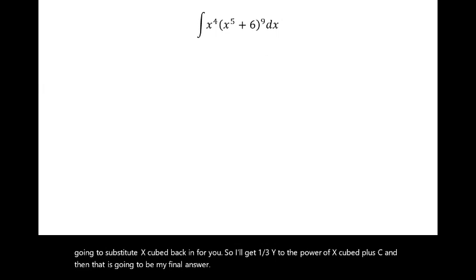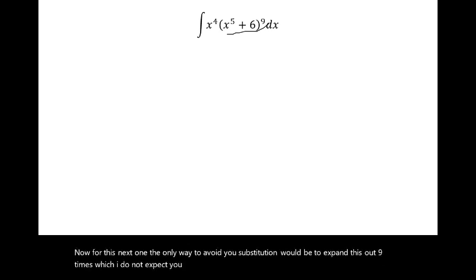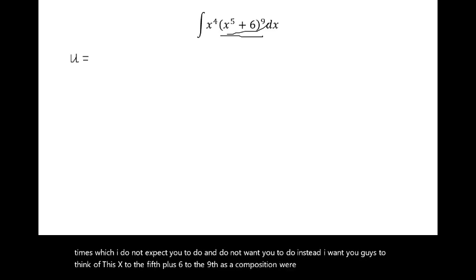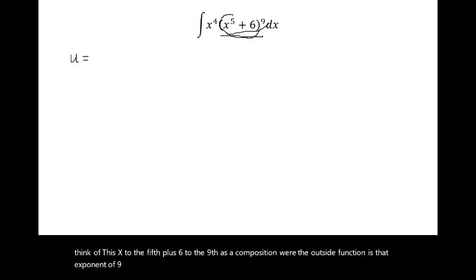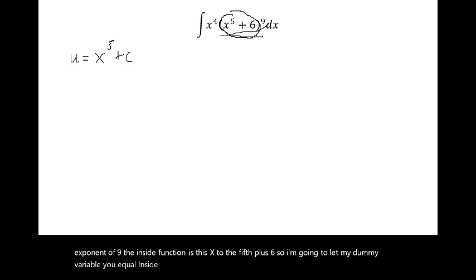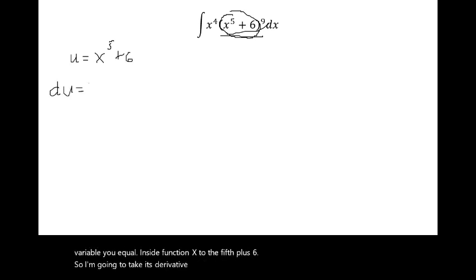Now for this next one, the only way to avoid U-substitution would be to expand this out 9 times, which I do not expect you to do and do not want you to do. Instead, I want you to think of this (x to the 5th plus 6) to the 9th as a composition, where the outside function is that exponent of 9, the inside function is this x to the 5th plus 6. So I'm going to let my dummy variable u equal the inside function x to the 5th plus 6. So I'm going to take its derivative, so du is going to equal 5x to the 4th, and then just move the dx over to the right-hand side.